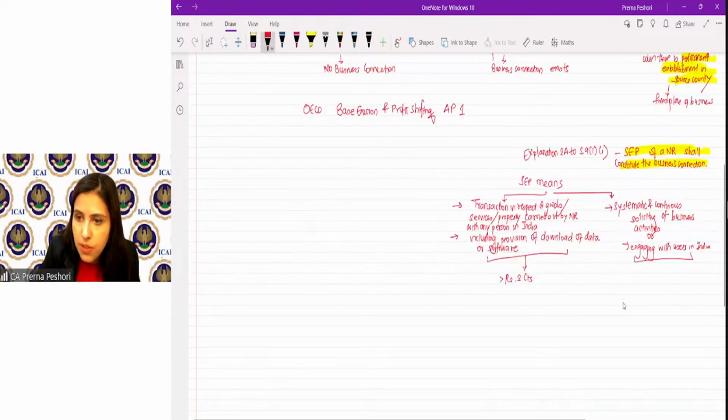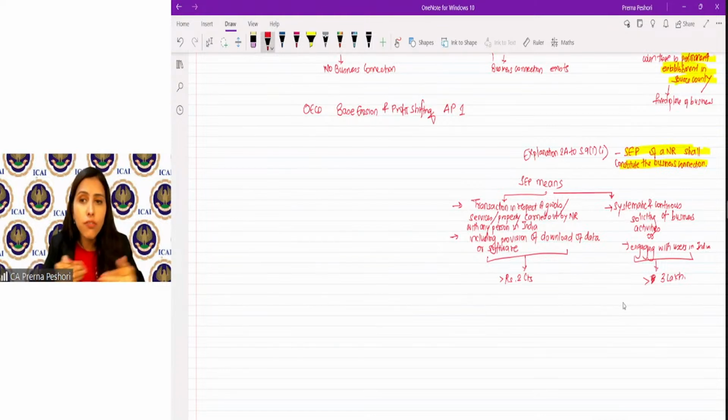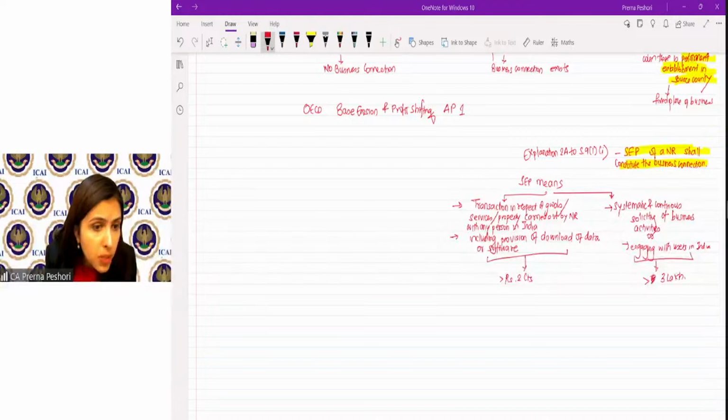Now, how many users have they prescribed here? Greater than 3 lakh. So, if there is any kind of continuous engagement with the users through advertisement, through, let's say, Instagram, where they are collecting the data, through Facebook, through WhatsApp, all of that, if it's more than a 3 lakh user base, the income arising from that activity will constitute the SEP in India. Now, this is irrespective of whether any agreement has been entered into in India, whether the non-resident has a place of business in India, or whether the non-resident comes and renders the services here in India. Irrespective of that, the income from the SEP will be deemed to be accruing or arising in India.